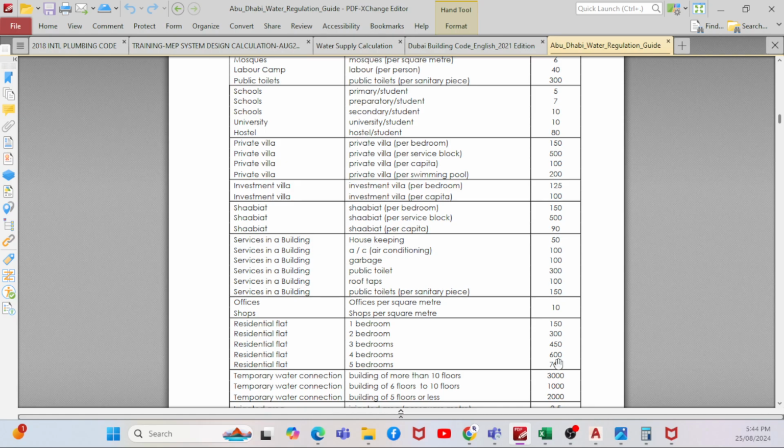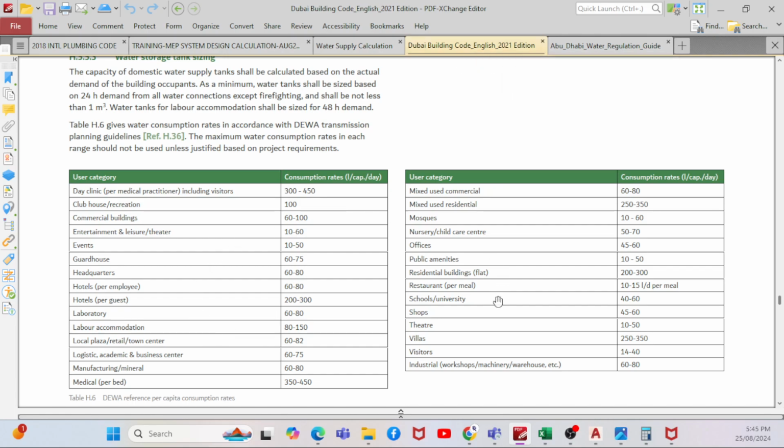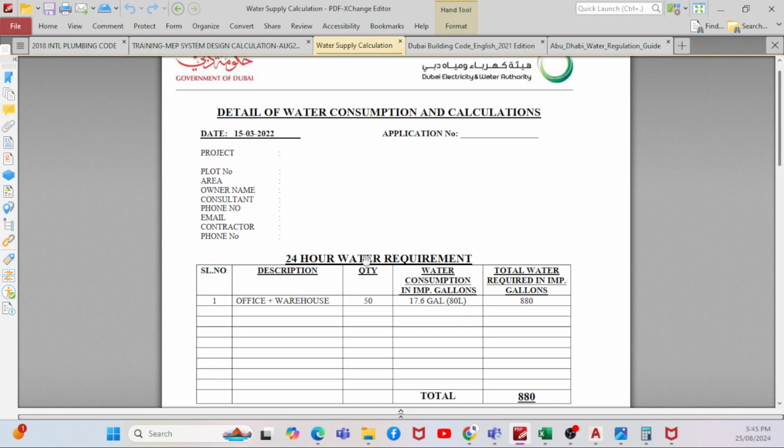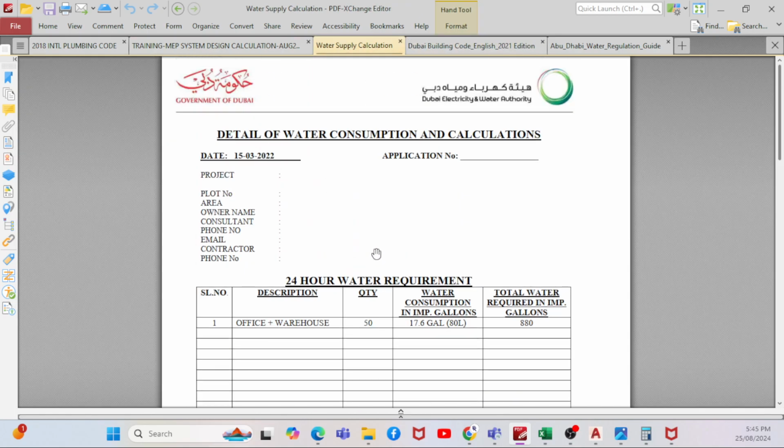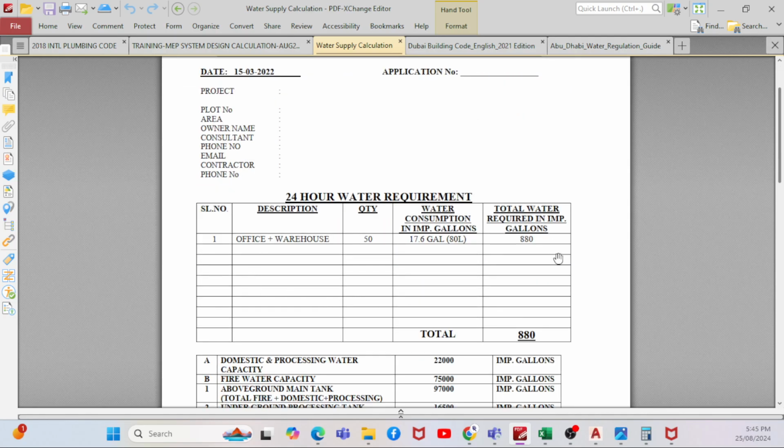Any doubt for the people method? Normally, if you are working on a Dubai project, you have to follow this table only. As an example, I have shown you this one. Whenever you submit to Dubai Municipality or DEWA, you have this Dubai format, the detail of water consumption and calculation. The same format is there.